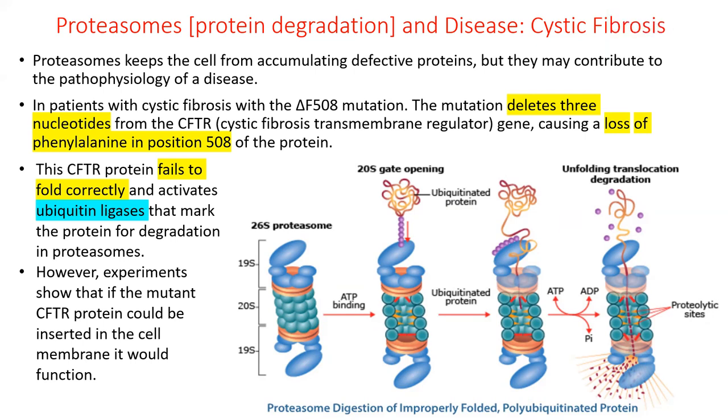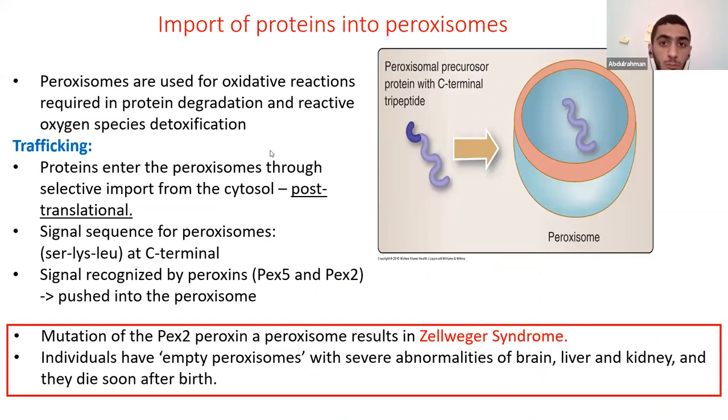Okay, sorry, one last question. We said that the peroxisomes are for oxidative reactions. What do we mean by oxidative reactions? Like we remove electrons? You know how there are reduction and oxidation reactions. Which means we're adding hydrogen or removing hydrogen and electrons.